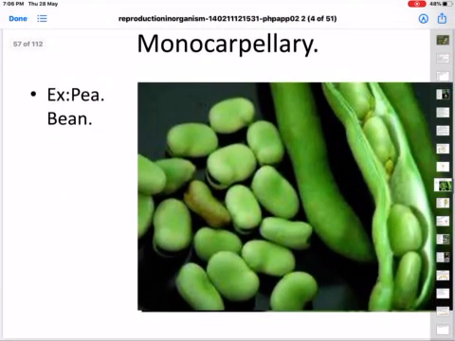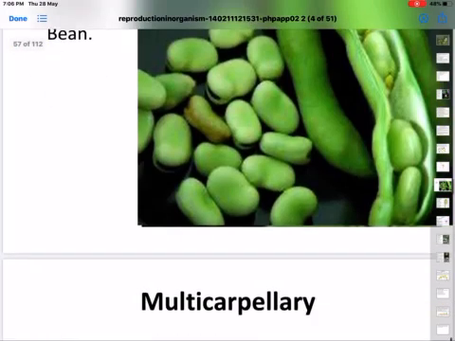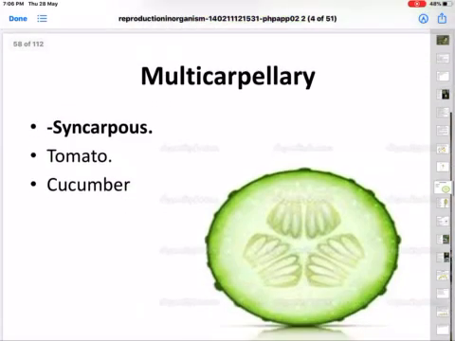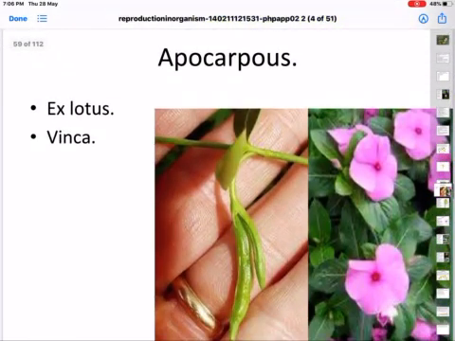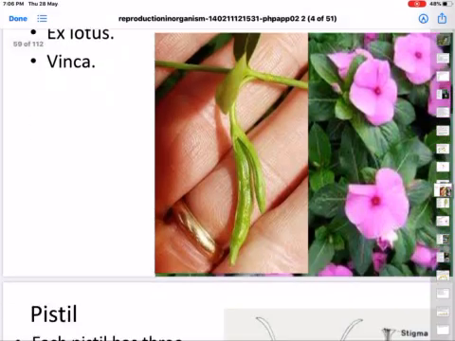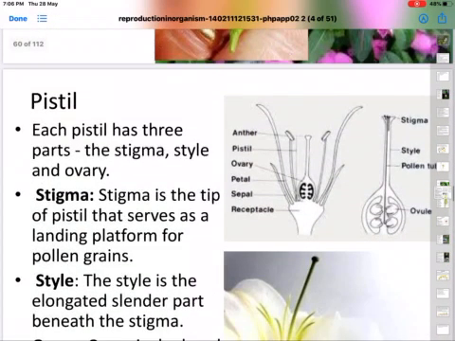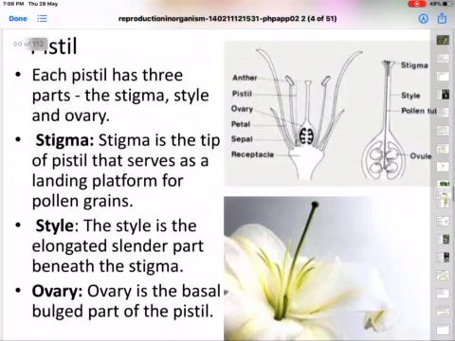And you can see the monocarpellary. Mono means one carpel. Example, pea, beans. And then multicarpellary, where it is syncarpous, it's fused: tomato and cucumber. In apocarpous, of course, we have examples wherein lotus, vinca, these are the examples. And let's see the structure of pistil.